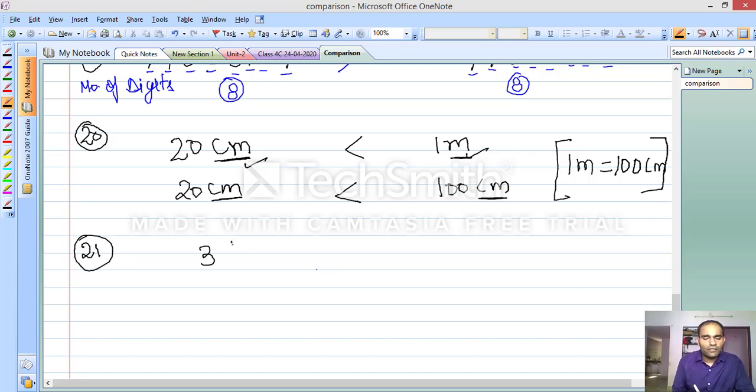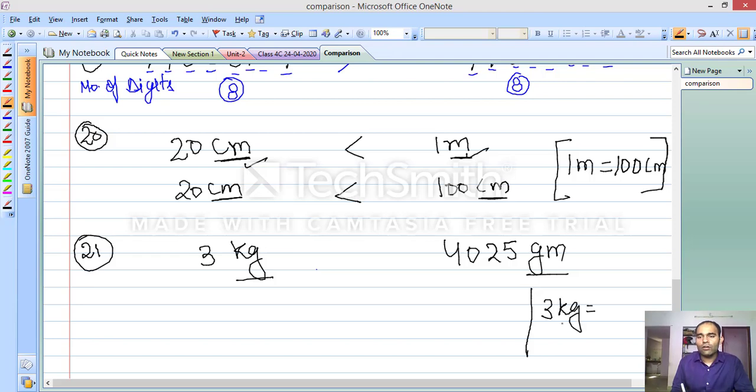Here is 3 kilogram and here is 4025 gram. You need to compare both of them. Which one is greater? First of all, both the given weights should have the same unit. Here is kilogram and here is gram. Now you know how to change kilogram into gram. So tell me, 3 kilogram equals how many grams?